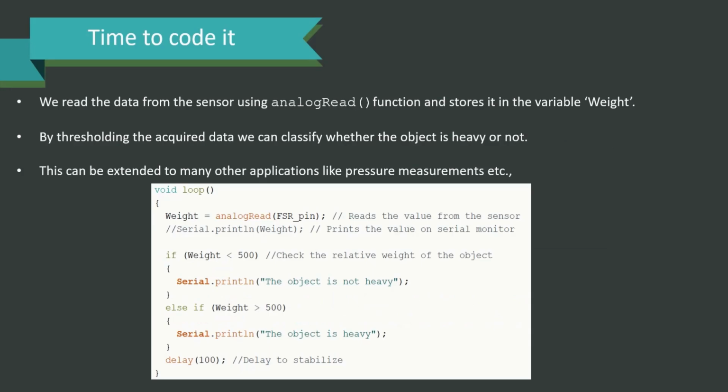Weight is the variable which is consistently written from the analog read that happens with the FSR pin. If the weight is less than 500, we can understand that the object is not heavy. Else, the object is heavy. Very simple, and you are going to see the demo of the same shortly.